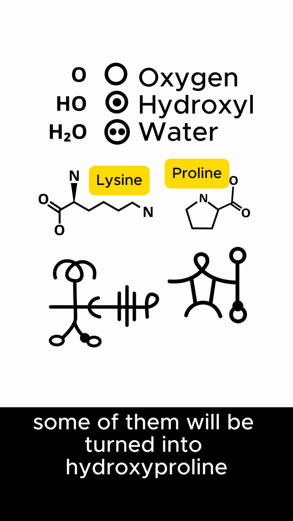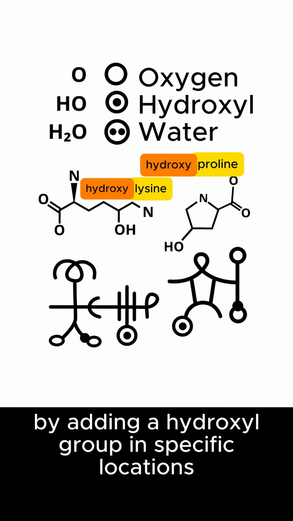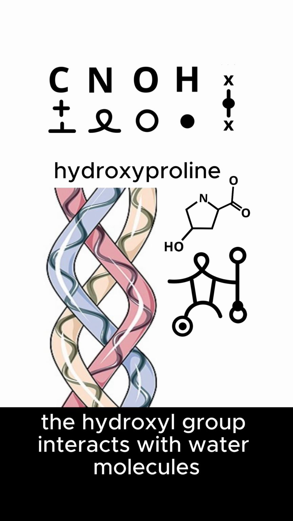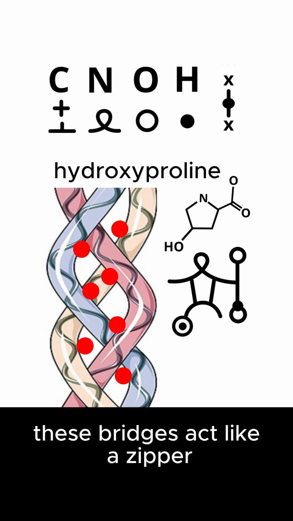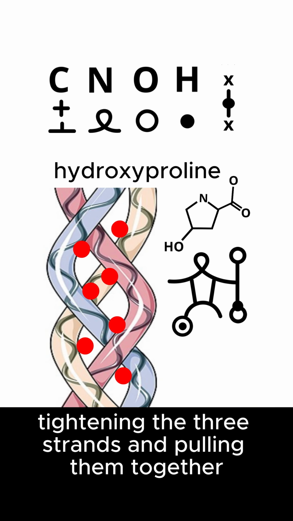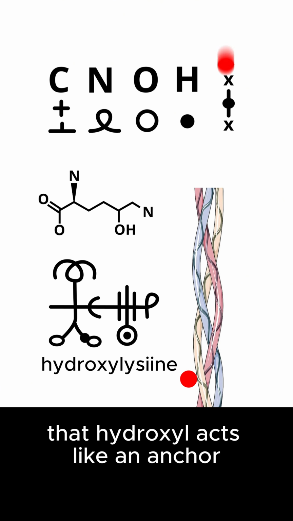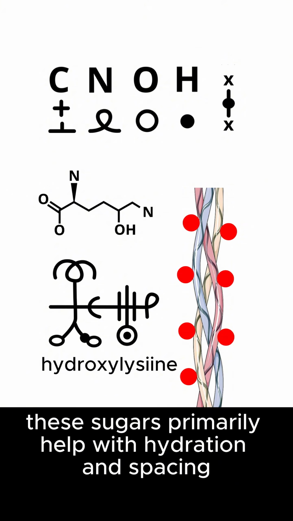Some of them will be turned into hydroxyproline and hydroxylysine by adding a hydroxyl group in specific locations. Now for hydroxyproline, the hydroxyl group interacts with water molecules, creating bridges between the strands. These bridges act like a zipper, tightening the 3 strands and pulling them together. And with hydroxylysine, that hydroxyl acts like an anchor on the outside of the triple helix for sugars to attach to. These sugars primarily help with hydration and spacing.